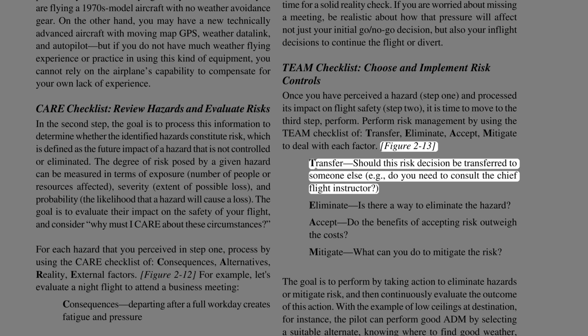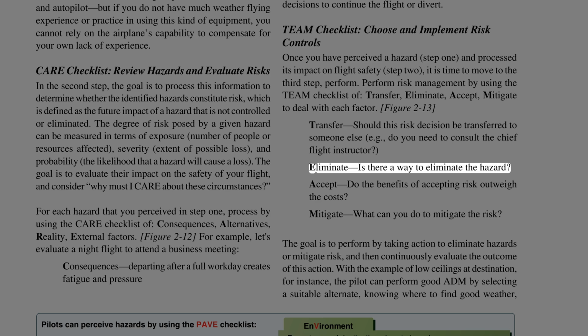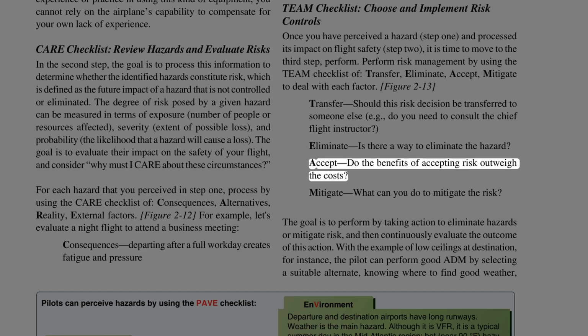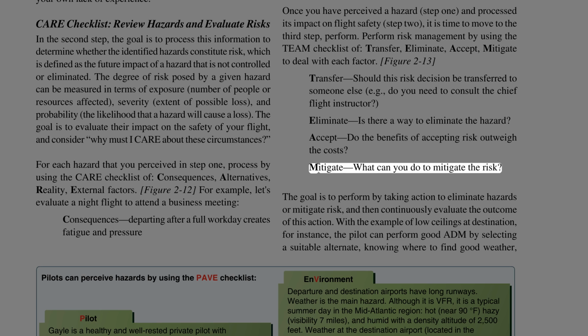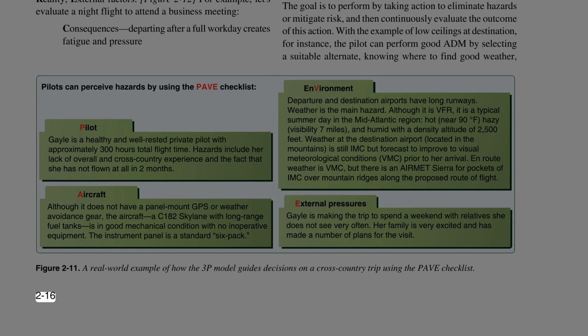Should this risk decision be transferred to someone else, e.g., do you need to consult the chief flight instructor? Eliminate. Is there a way to eliminate the hazard? Accept. Do the benefits of accepting risk outweigh the costs? Mitigate. What can you do to mitigate the risk?